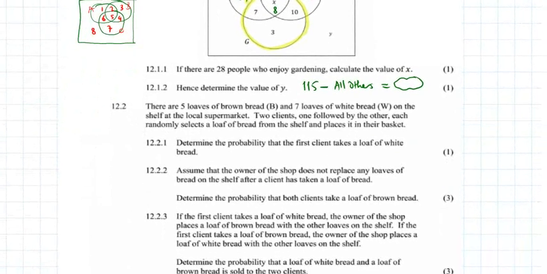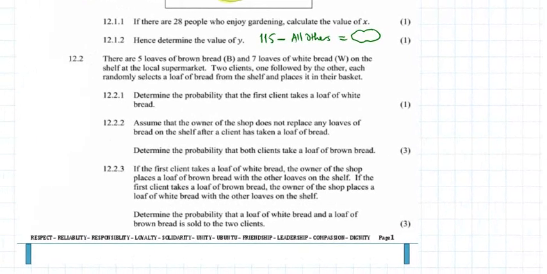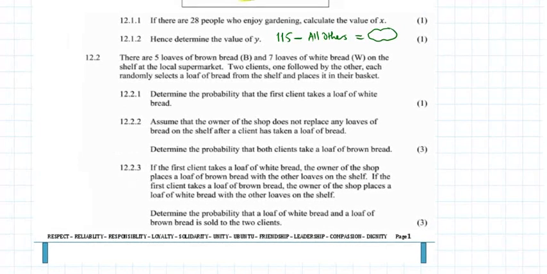There are 5 loaves of brown bread and 7 loaves of white bread on the shelf. Two clients, one followed by the other, each randomly select a loaf of bread. Determine the probability that the first client takes a loaf of white bread. If he selects randomly, like a blind person just picking up a bread, what's the probability definition? The probability of picking up a white bread is the number of white breads divided by the number of all possible breads that he can pick up.